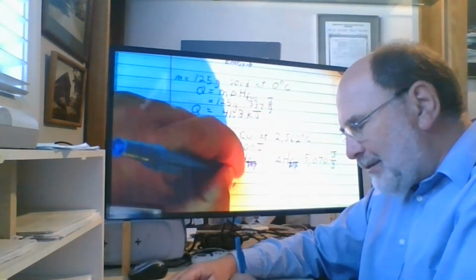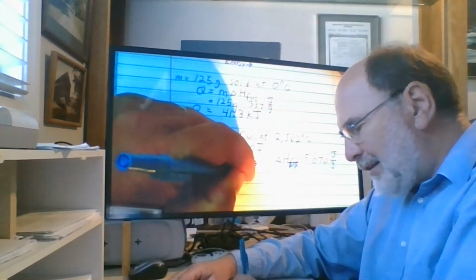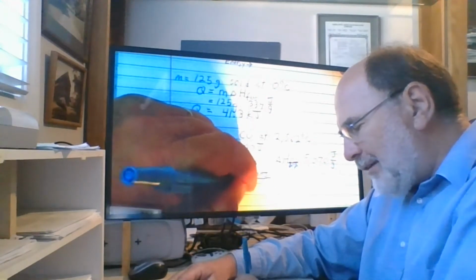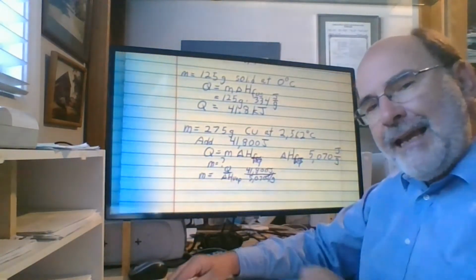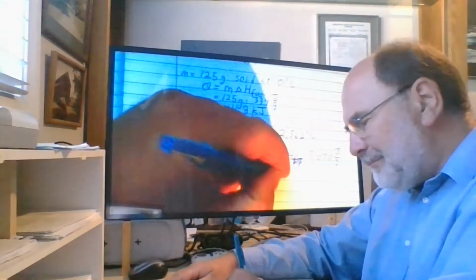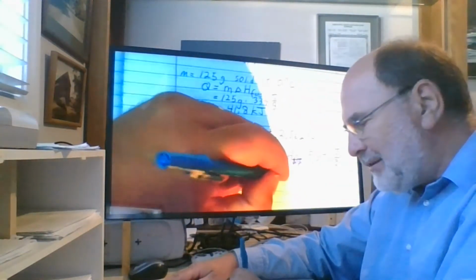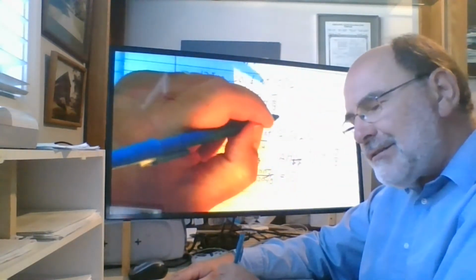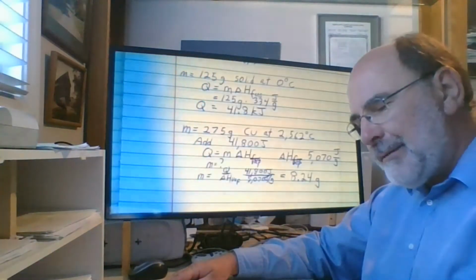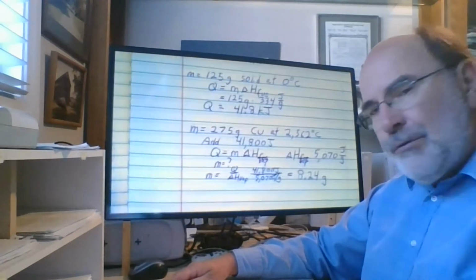Some of you want me to write this out, right? So 41,800 joules divided by 5,070 joules per gram. Notice that the joules cancel and 1 divided by grams is grams. So the answer is going to be in units of grams. And my calculator says 8.24 grams. So what does that mean?